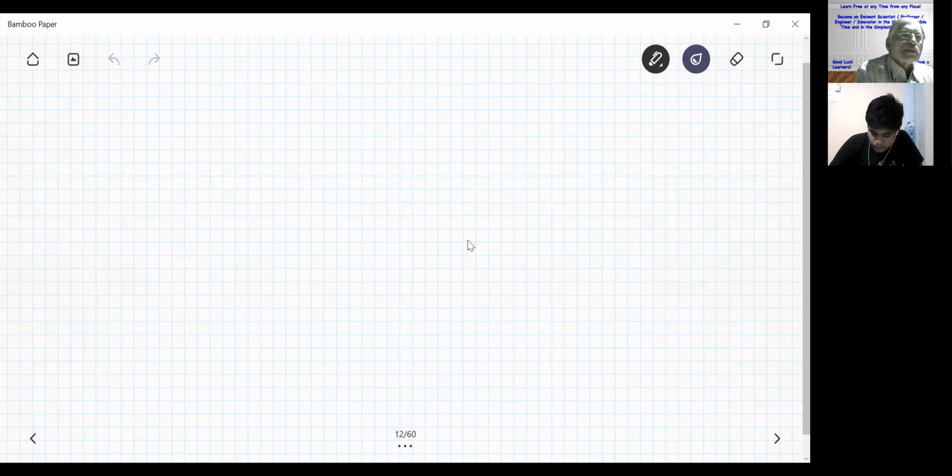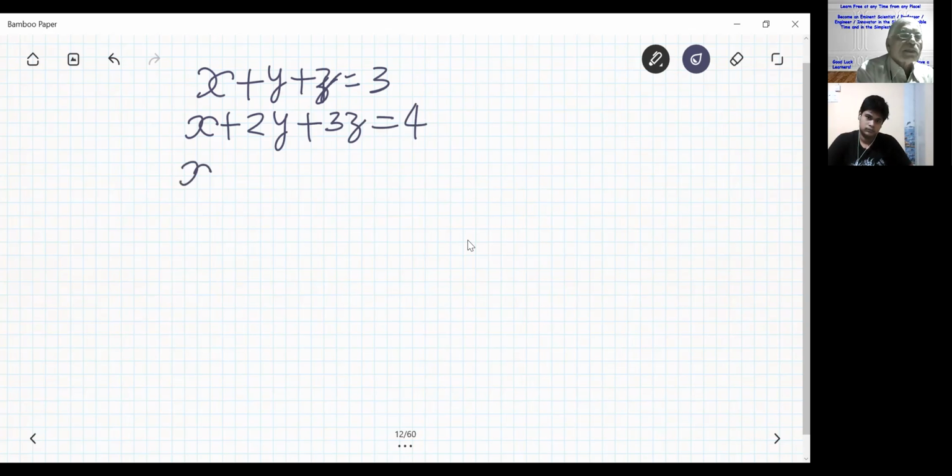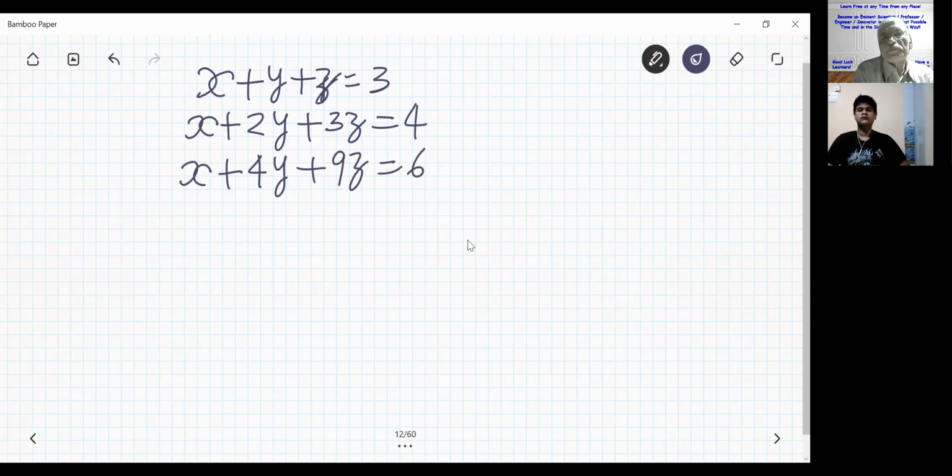Now we have to check. Given x plus y plus z is equal to 3, x plus 2y plus 3z is equal to 4, x plus 4y plus 9z is equal to 6. Now substitute the LHS of the equations one by one.